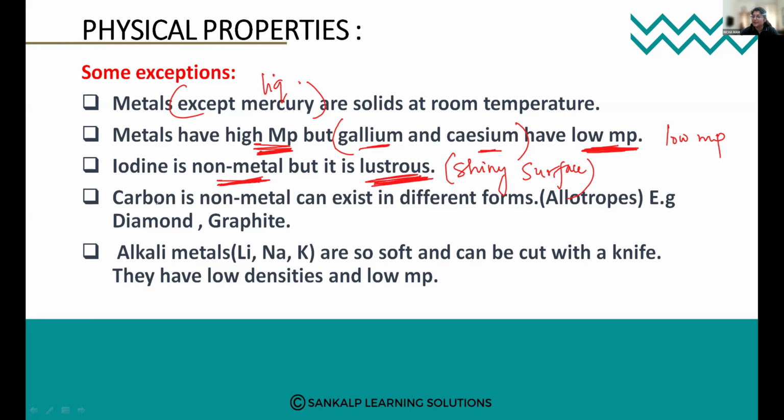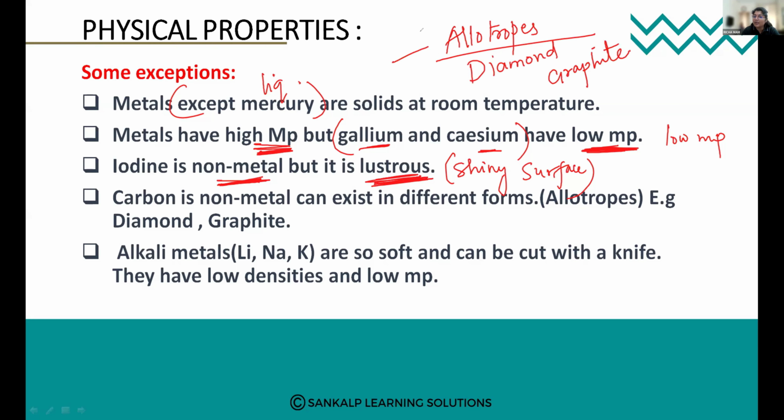Next is carbon. Carbon is a non-metal, but it exists in different forms, that is, allotropes. So which are the two allotropes of carbon? Anybody knows? Which are the two different forms, the allotropic forms of carbon? One is diamond. Another is graphite.